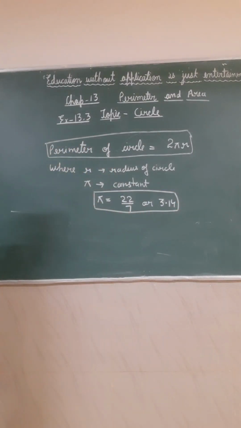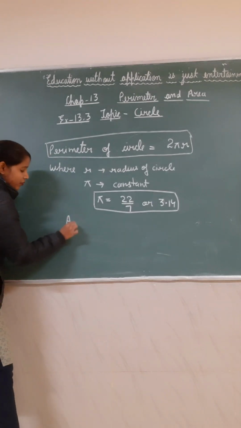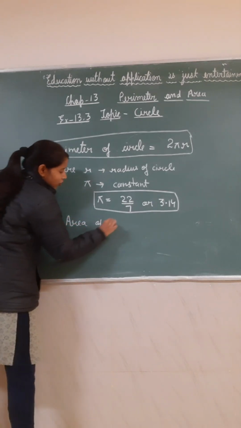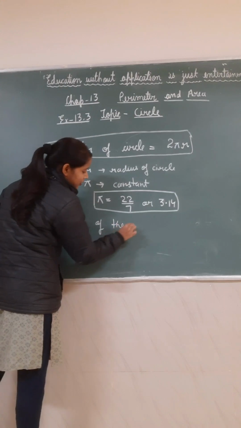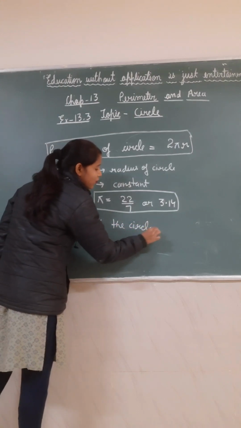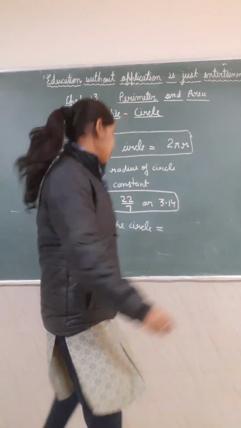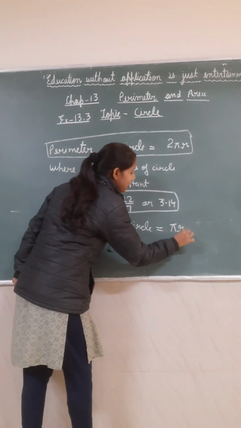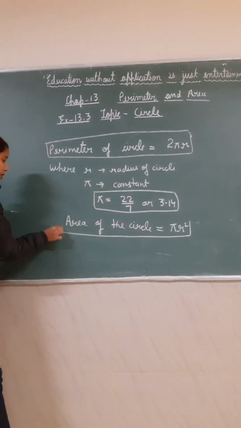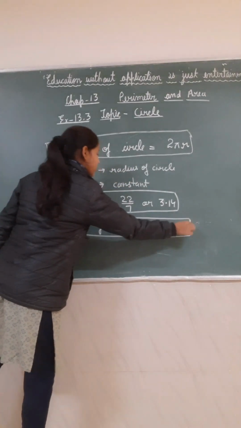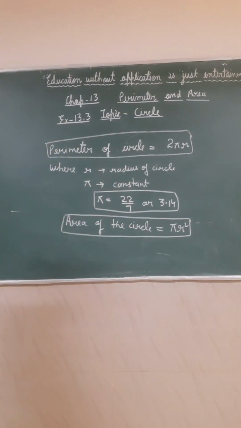Okay. Now area of the circle. What is the area of the circle? Area of the circle is pi r square, right? So it is pi r square. Writing should be very neat and clean, okay class? So this is perimeter of the circle and area of the circle. Perimeter of the circle is also called the circumference of the circle. Got it?